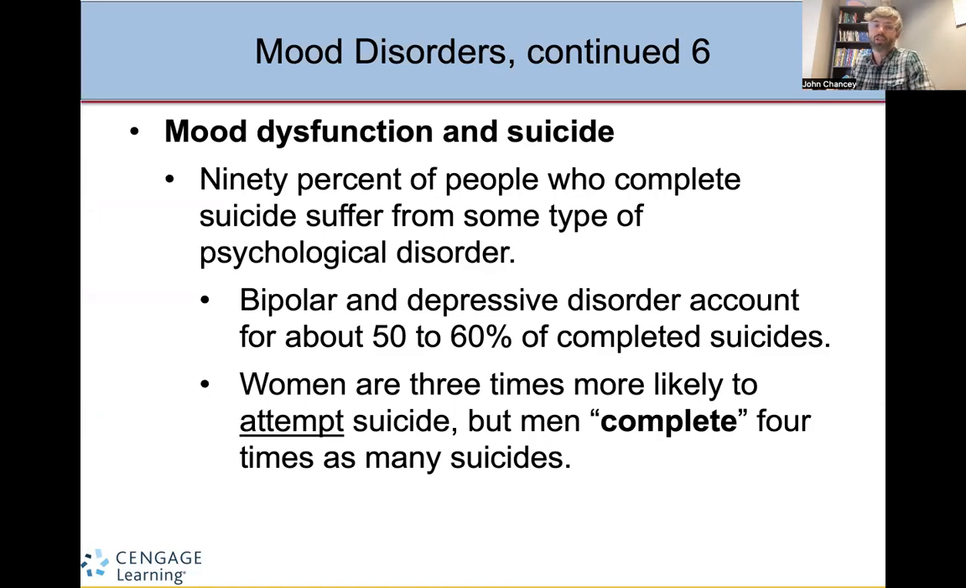Women are 3 times more likely to attempt suicide, but men are 4 times as likely as women to complete suicide. A lot of it has to do with the methods of suicide. Men are more likely to attempt suicide in ways that are much more permanent and much less likely to fail. For example, if you were to use a firearm on yourself, the probability of that not working is pretty low. Whereas if you attempt suicide with pills or some other method like that, the probability of it actually working is not as high.